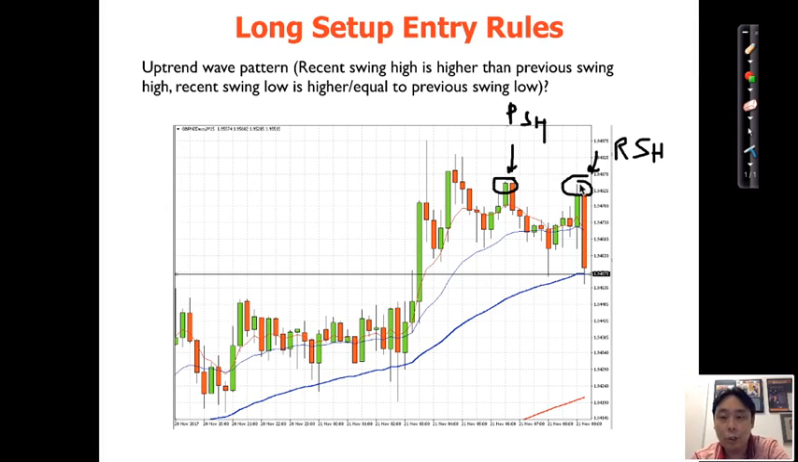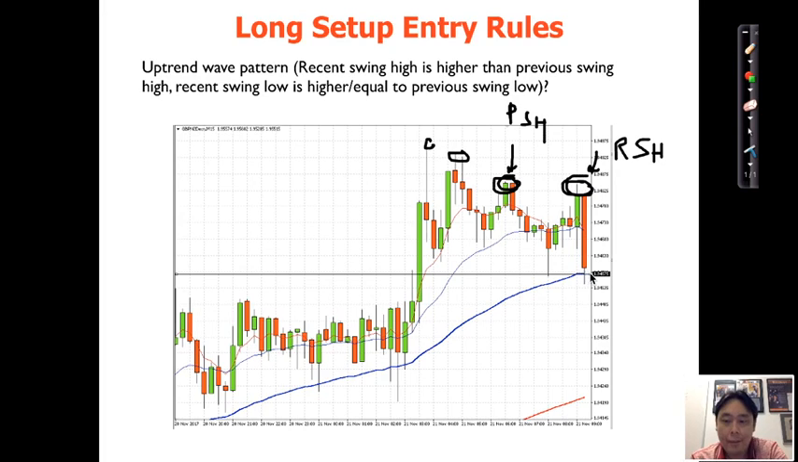In fact, this swing high is lower than this swing high, which is lower than this swing high, lower than the swing high. So it's making lower highs. So this tells you that the uptrend is not clear. It's going down. It may not go back up anymore. Do you understand that? Okay, great.